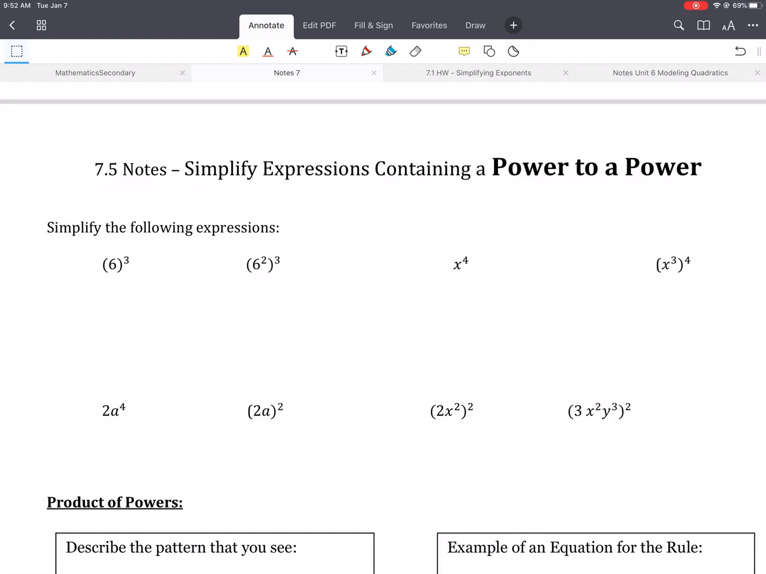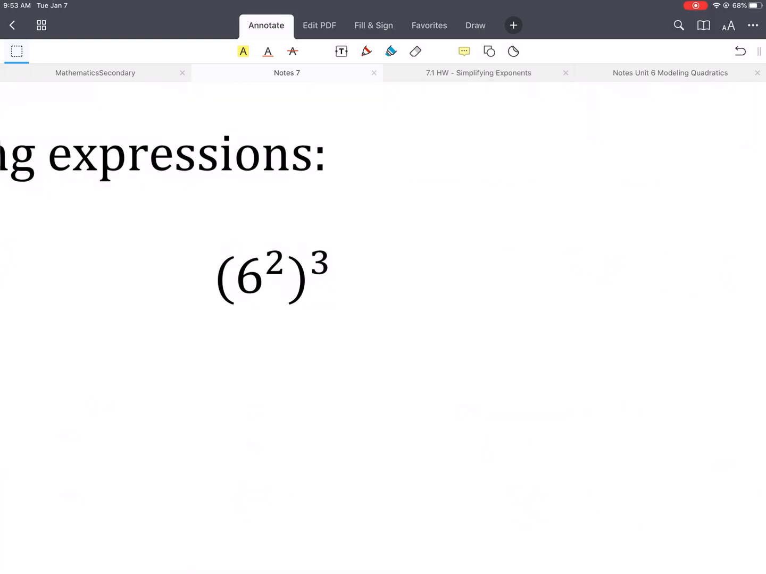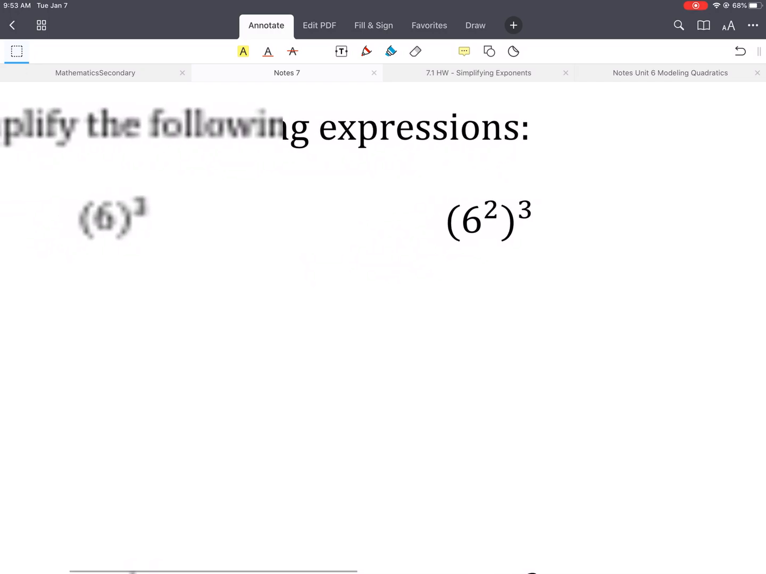All right, welcome. Today we're learning about when we have expressions that have a power or an exponent to a power. Okay, so something like this where we have a power on top of another power. So we're going to see the relationship between that.